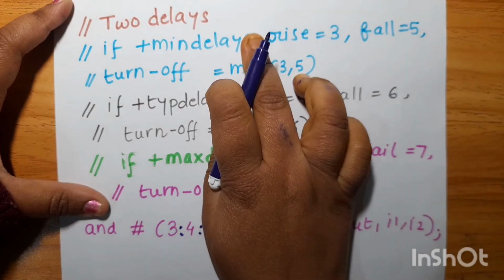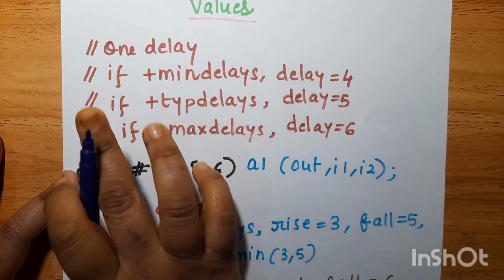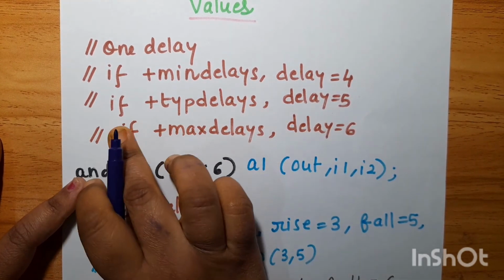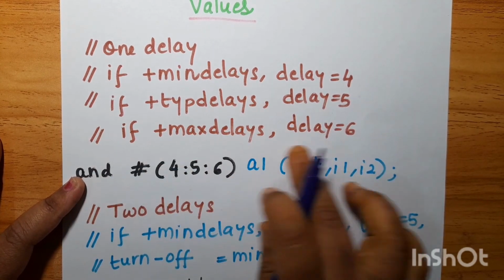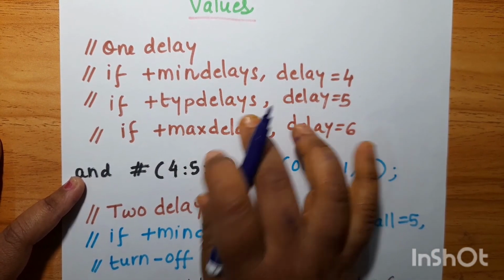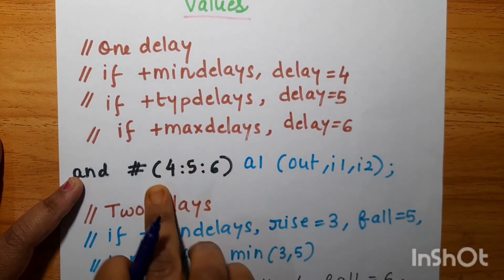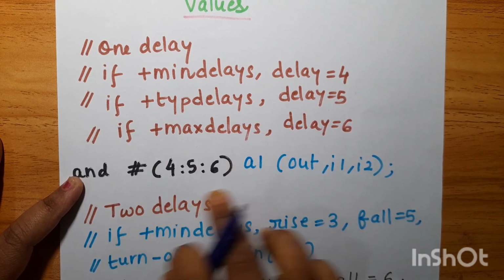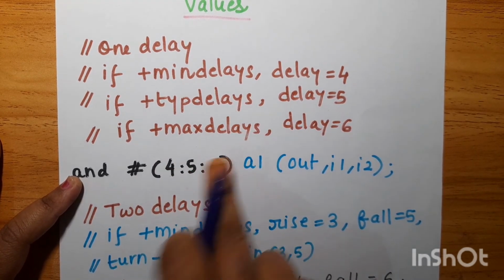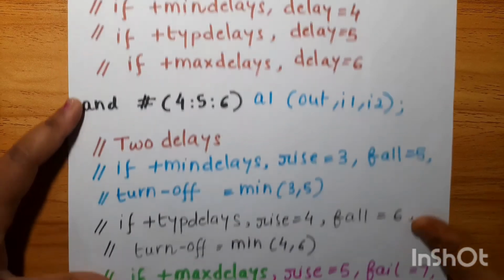For 2 delays, earlier one was for example for 1 delay. What is the minimum delay? What is the typical delay? And what is the maximum delay? Min delays, typical delays and max delays. So I specified it. This sign means these are the 3 types of delays. If there is no sign, only 4, that is only the default value I am providing.